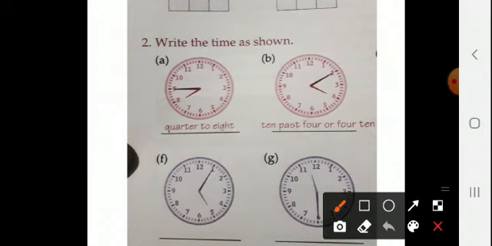Now let's see the F part of this. What is there? Here is 5. That means 5 minutes past 5. So what will be the answer? 5 past 5. Understood? You can write 5 past 5 at the moment.